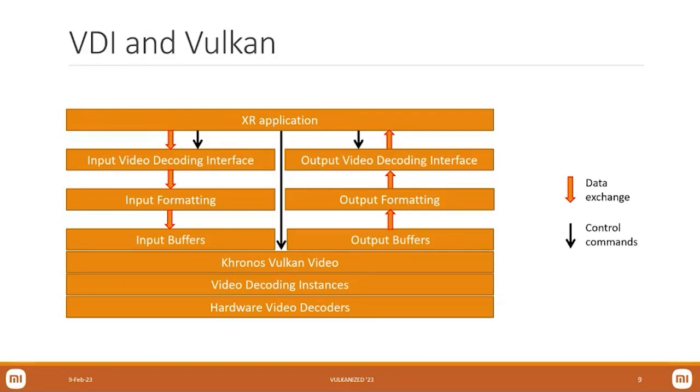This is a very, very high-level architecture of where VDI and Vulkan fit together. So on the top, you have the XR application. Where you have the black arrows is the control commands for the VDI. And you can see that on the blocks close to the bottom, you have hardware decoders, VDI and Vulkan video extension sitting together, meaning that this is what creates the actual decoding capabilities. And after that, you have data exchange with the application about the encoded and decoded streams.